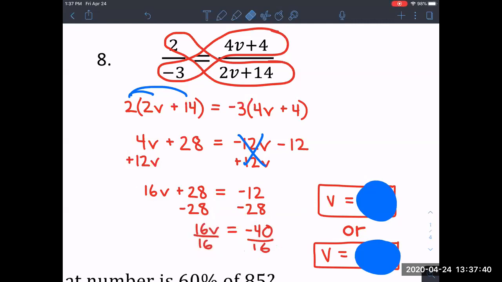Okay, so our last step is to divide both sides by 16, and that gives us a fraction or a decimal, but that's okay. Those are the two ways you can leave your answer. If you simplify the fraction, you get -5/2, and if you just leave it in decimal form, you get -2.5. All right, so they're the same number. Hope it helps.